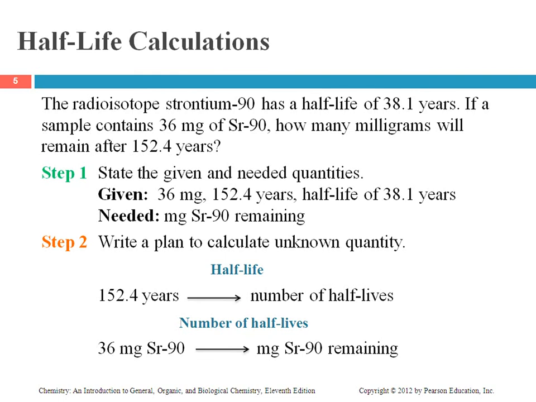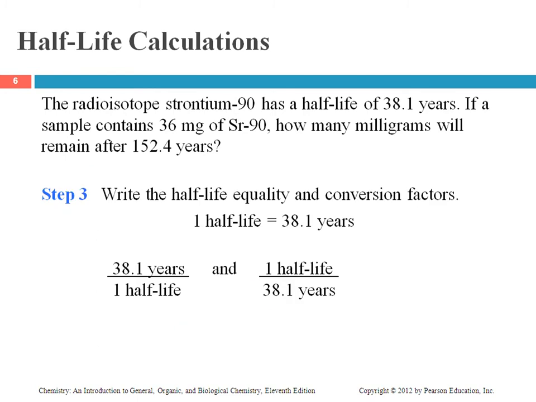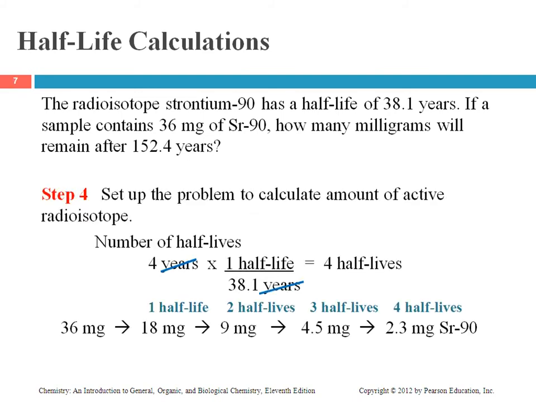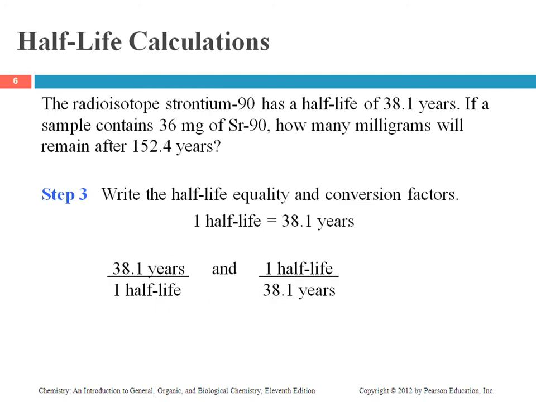So we need to write a plan. We've got 152.4 years, and we need to look at how many half-lives this is. Once we do that, we can come up with the amount that we will have left. The first thing we want to see is that our half-life is 38.1 years. So that's 1 half-life. If we think about 152.4 years, how many half-lives is this going to be? So I need to go back here for a second. Looks like it doesn't say.